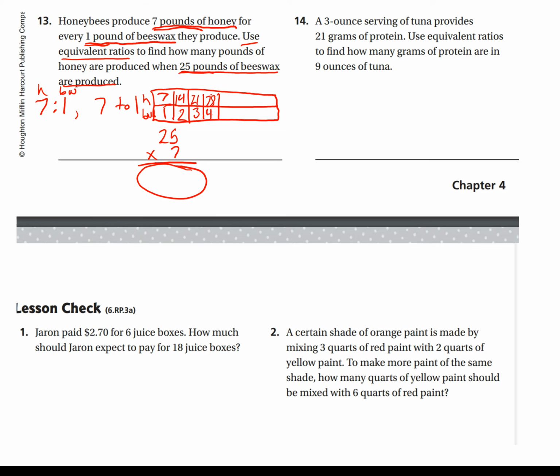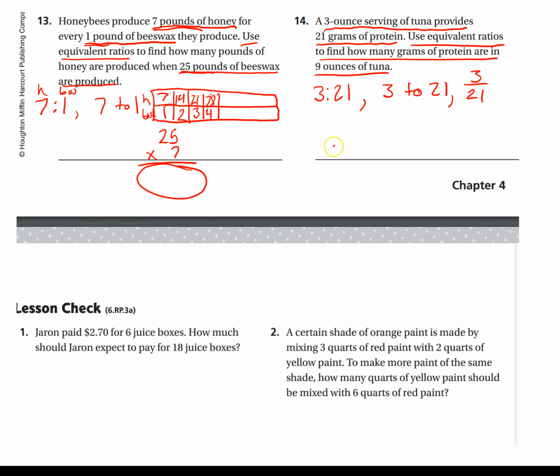Okay, number 14, a 3-ounce serving of tuna provides 21 grams of protein. So 3 to 21 is our ratio. I could write that as 3 to 21, or as a fraction, 3 over 21. Use equivalent ratios to find how many grams of protein are in 9 ounces of tuna.